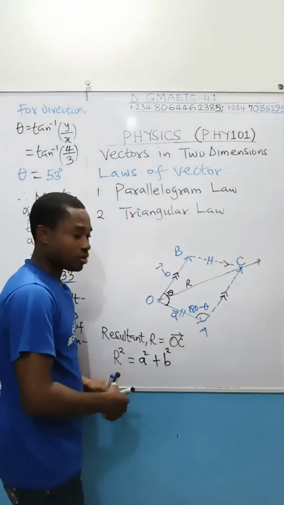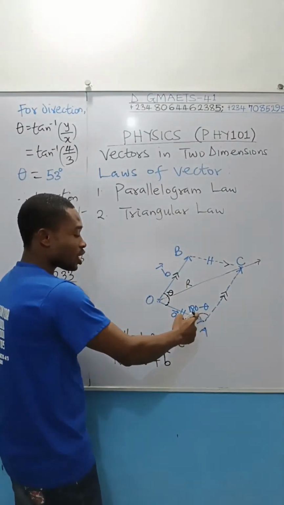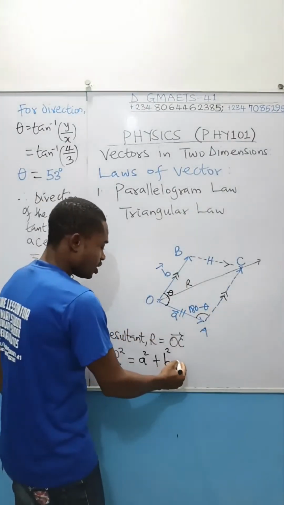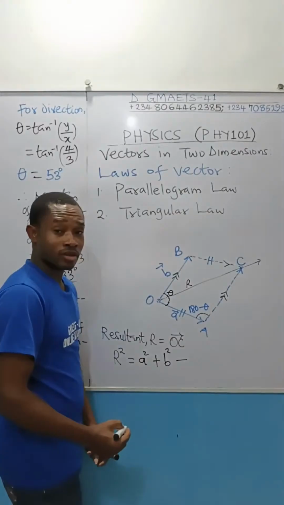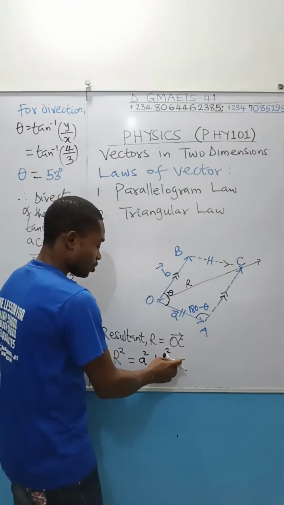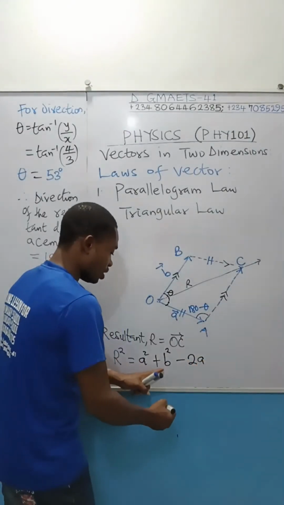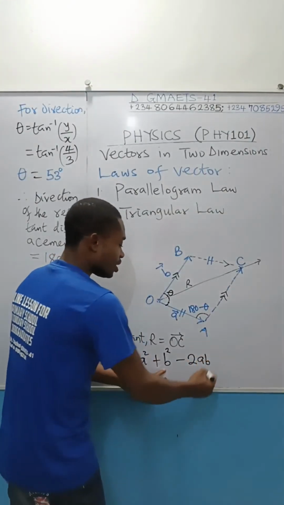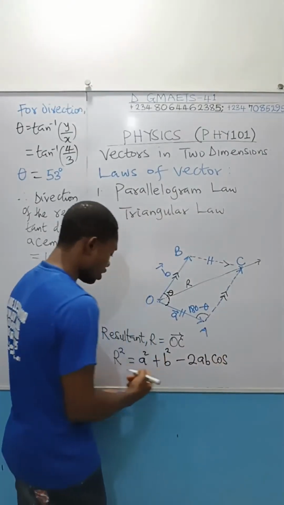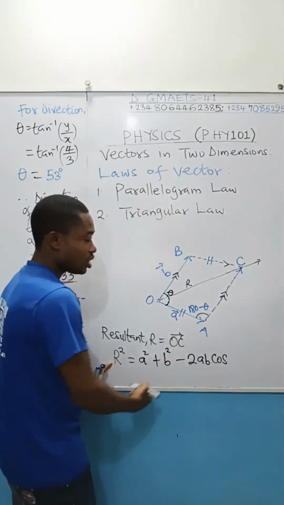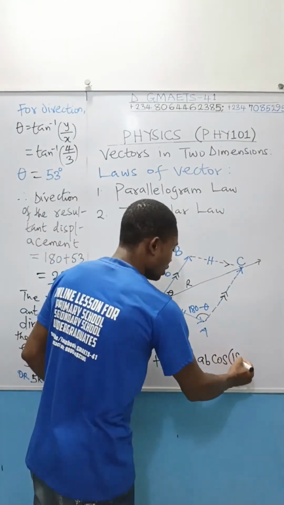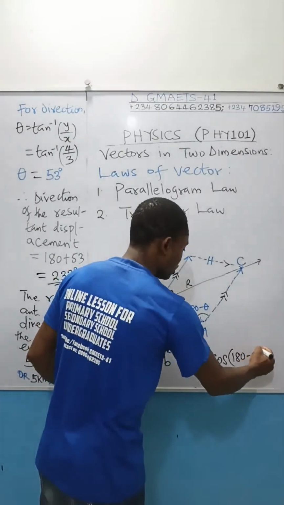the knowledge of Pythagoras. Now, if you are using this angle, this obtuse angle 180 minus theta, then here this guy is going to be minus 2 times this vector A, times this vector B, then multiply by the cos of the angle facing this resultant. And the angle is 180 minus theta.